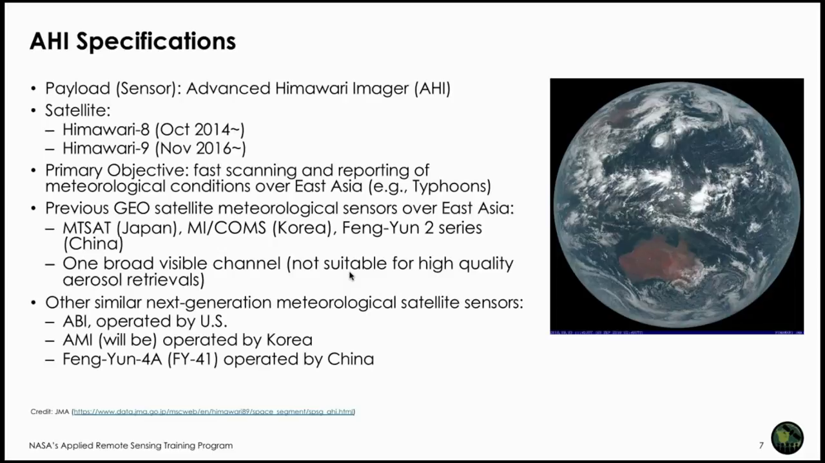There were previous meteorological geostationary sensors over East Asia, such as MTSAT by Japan, MI by Korea, or the Fengyun-2 series by China. But those had only one broad visible channel, so they are not suitable for high quality aerosol retrievals. These days, other similar next generation meteorological satellite sensors are ready or already launched, like ABI operated by the US, AMI to be launched next year by Korea, or the Fengyun-4A series operated by China.